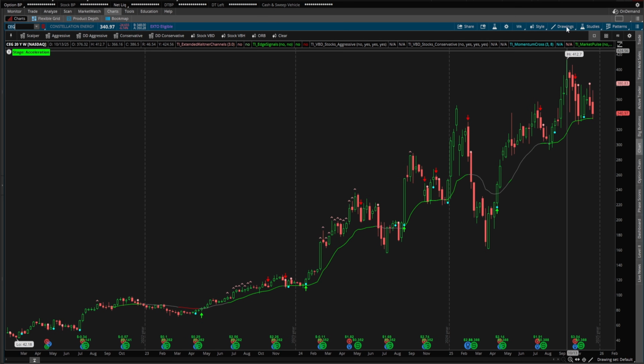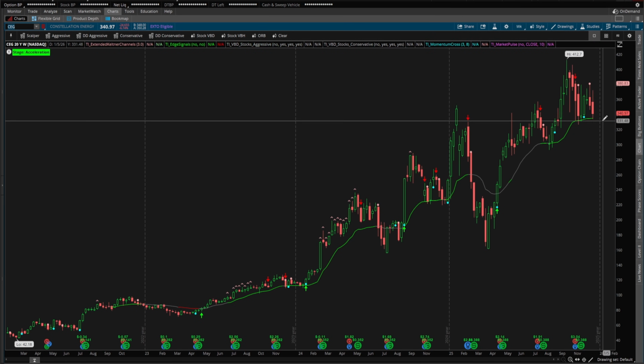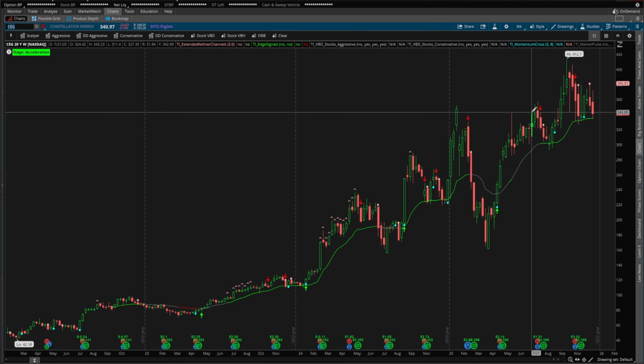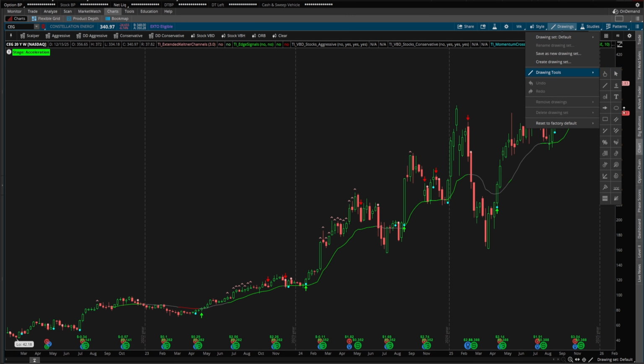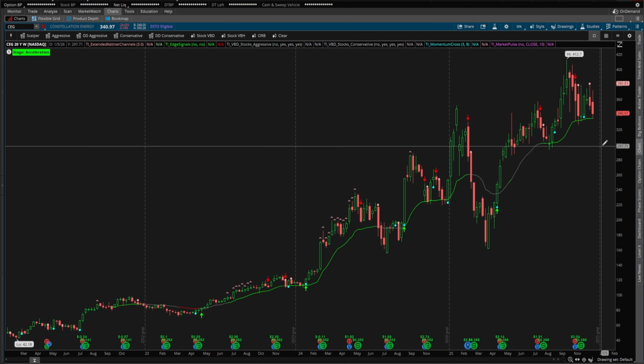Now, CEG, if you were to zoom out, you should notice that this swing does not look like a real swing yet. It looks like there should be a little bit more compared to what we see in XLU. So that tells me that I shouldn't find as many pieces of symmetry here.